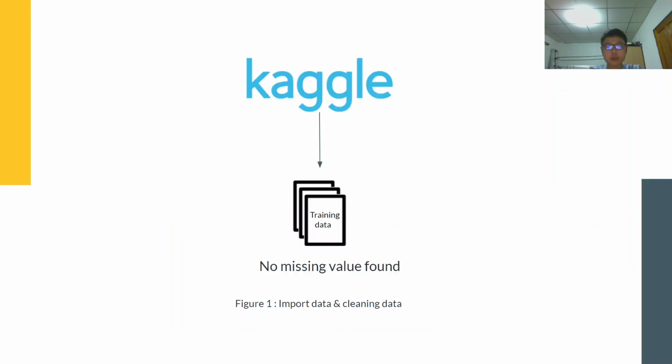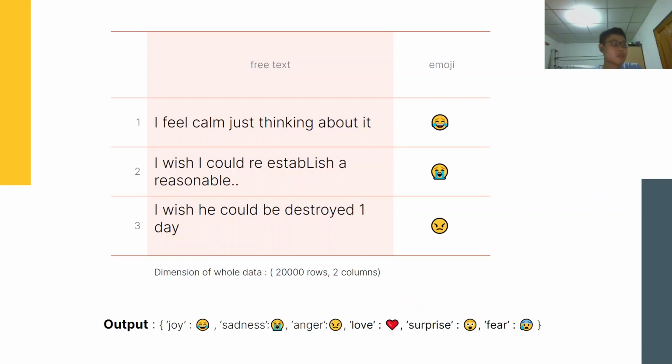First of all, the data we use is from the Kaggle platform. The data we obtained has training, validation, and test sets, so we don't have to split it ourselves. And luckily, there are no missing values, so we don't have to drop anything or do any more pre-processing. Now let's see what the data set looks like.